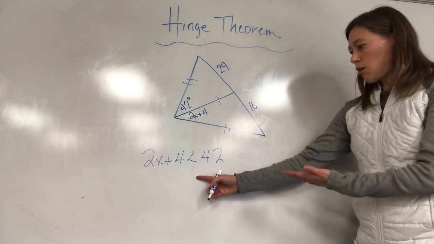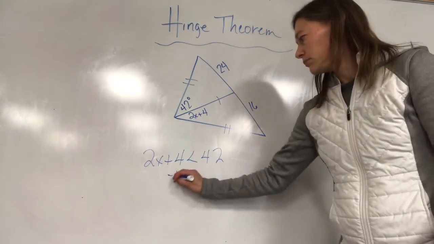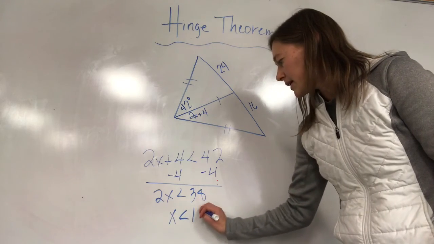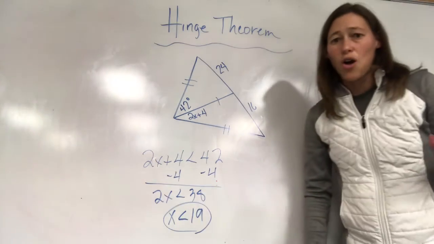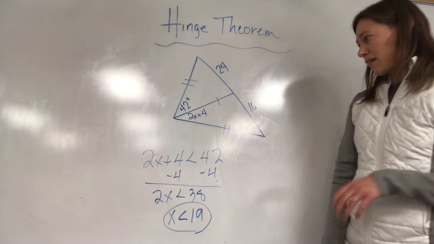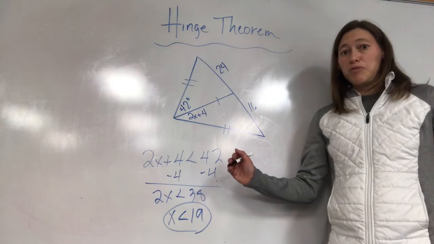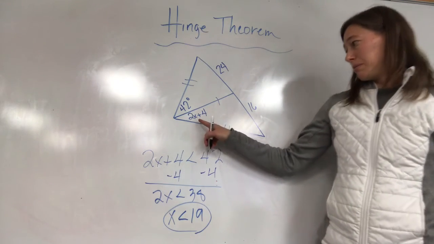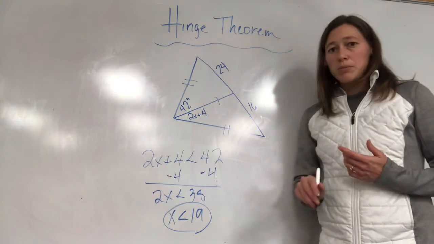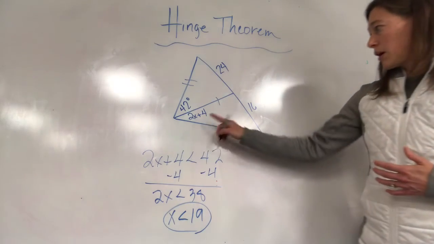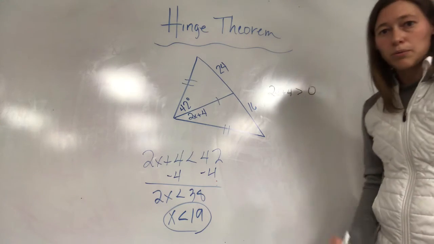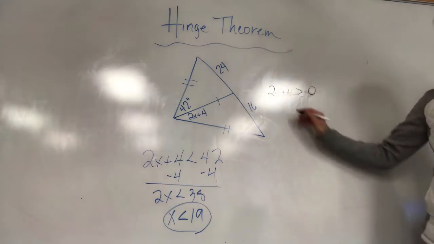Okay, so I'm going to solve that inequality. So x is less than 19. That's not all though, because if we put in a number less than 19, like negative 100, then we're going to get negative 196 degrees here, and that's not going to work. So in order to be an angle, it has to be greater than 0. So I'm also going to say that 2x plus 4 is greater than 0. And then I'll solve that.